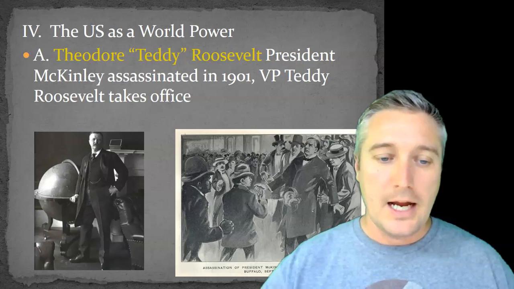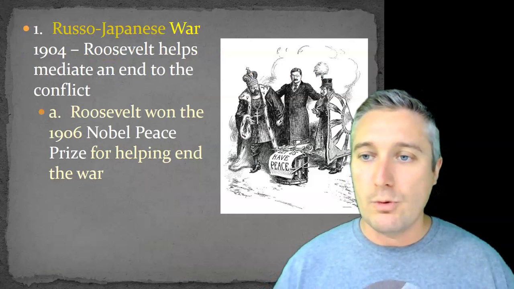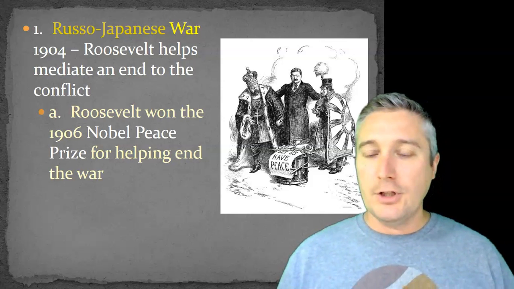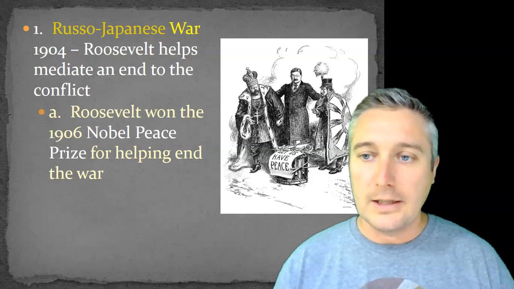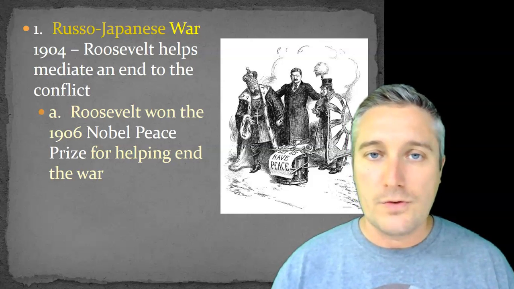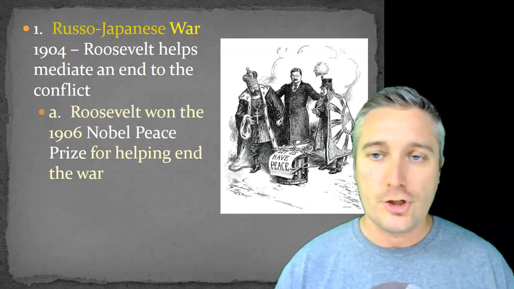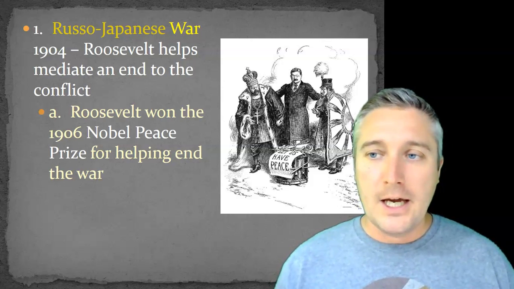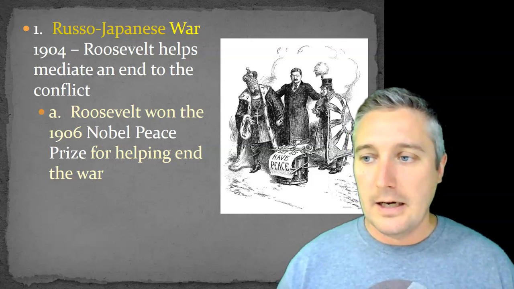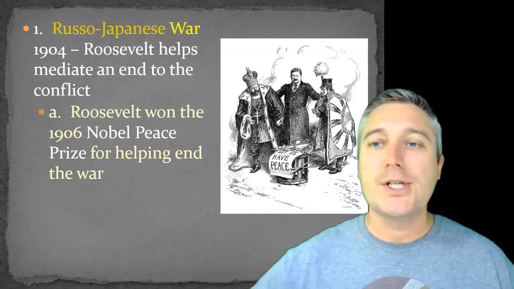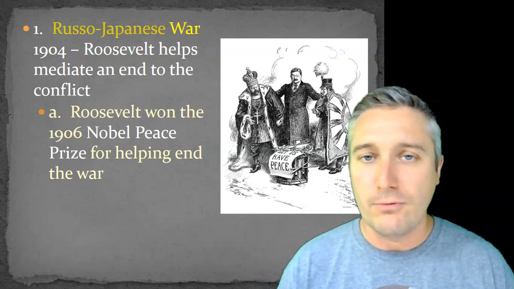We've already seen him multiple times, and so hopefully by now you're getting a sense of what he was like. But even though we've often described him kind of as rough and tumble, there were a lot of positive things that Roosevelt did. We mentioned the conservation movement in our last unit. In 1904, he helps end a major global conflict, and we'll see this conflict again, but the Russo-Japanese War in 1904.